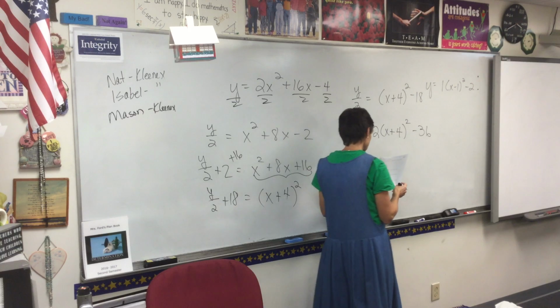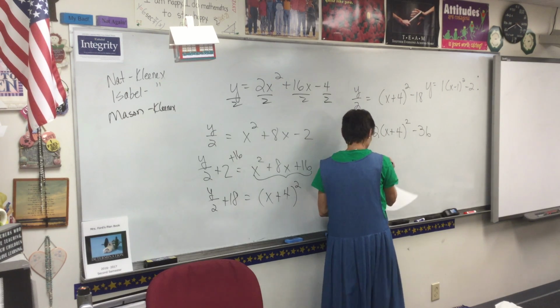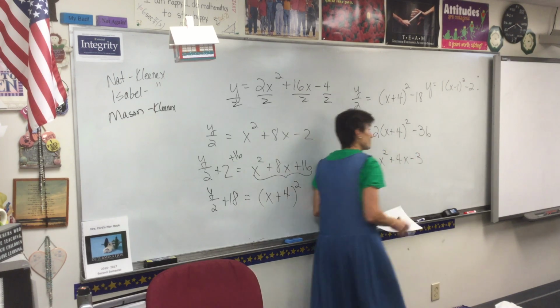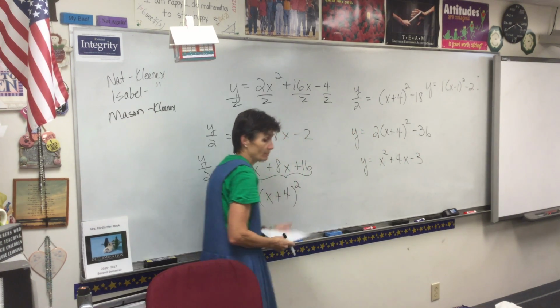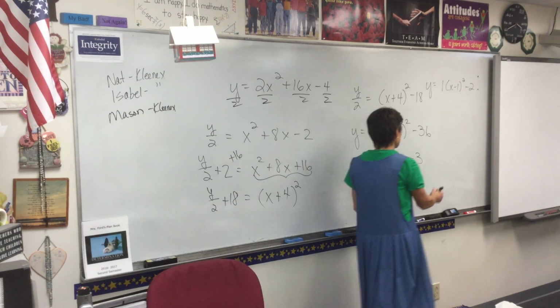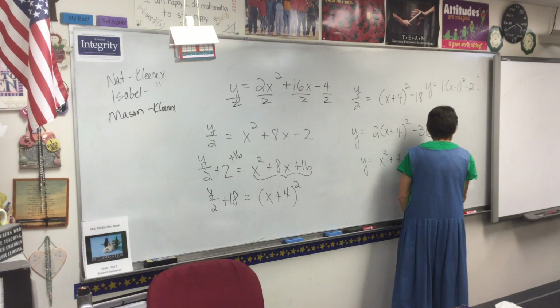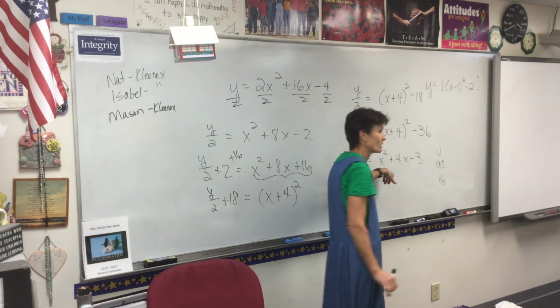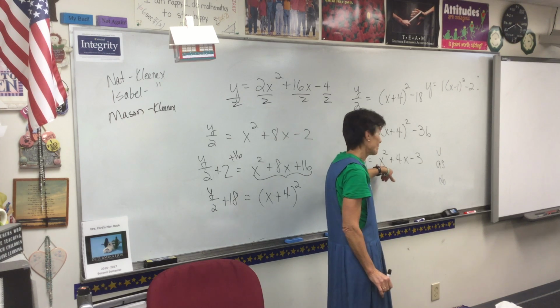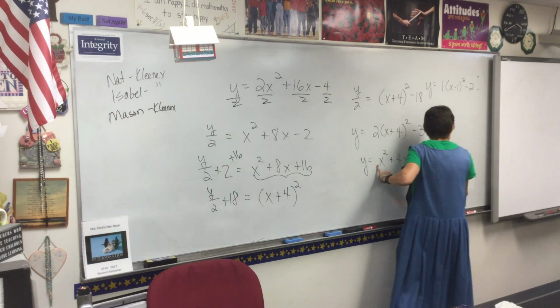Number 4. Find the vertex, axis of symmetry, and direction of opening for this parabola. So this has been on 2 quizzes. We even talked about it today. So we ought to be able to handle this. Well, first of all, direction of opening is an absolute no-brainer. That number right there is positive, so it's up.